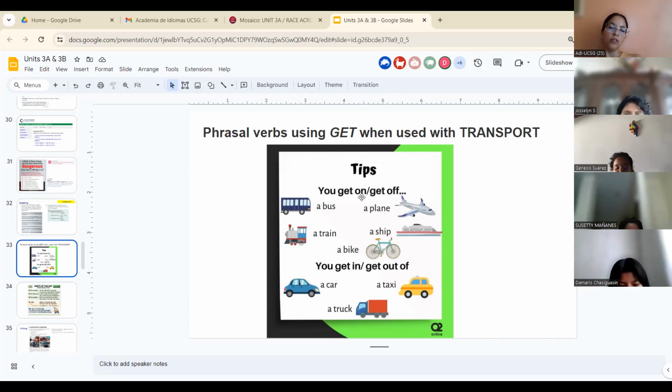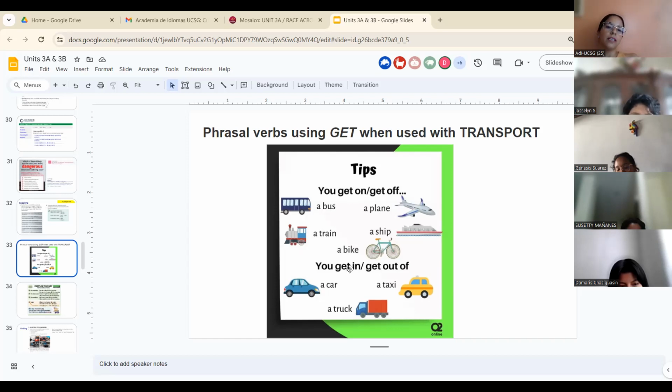We use get on when you board a bus, a train, a plane, a ship, or a bike, okay? In other words, you get on these large vehicles like a train or a bus. The opposite of get on is get off, meaning you leave. You leave the bus, you leave the train, you leave the bike. Get off.